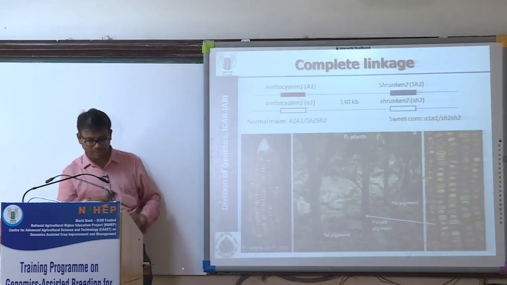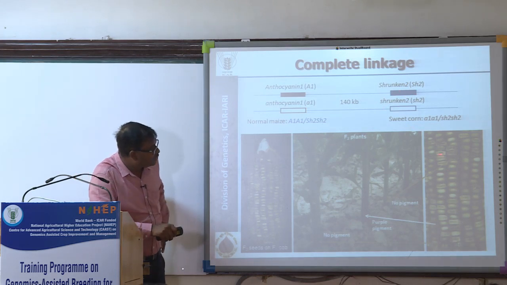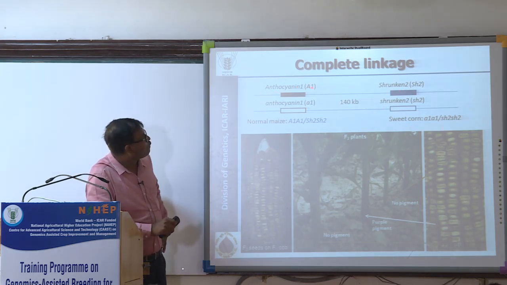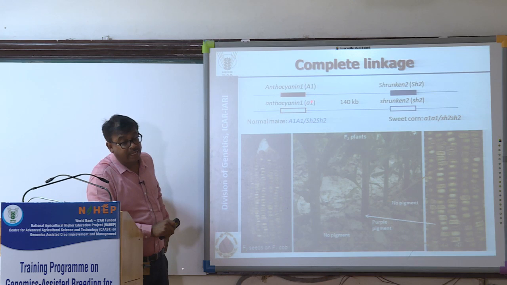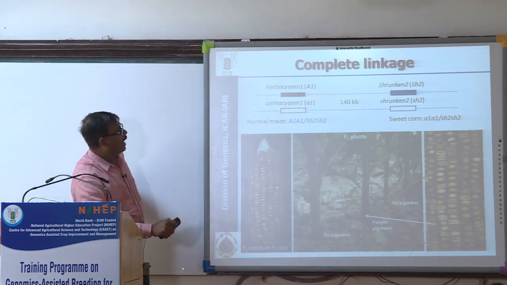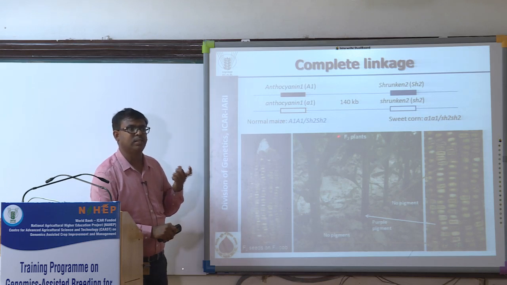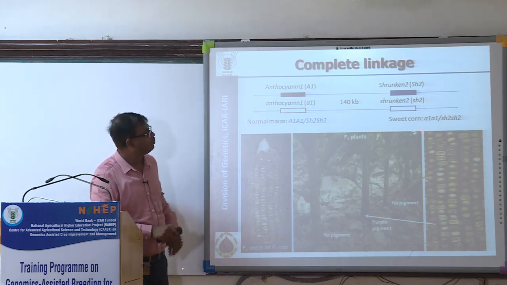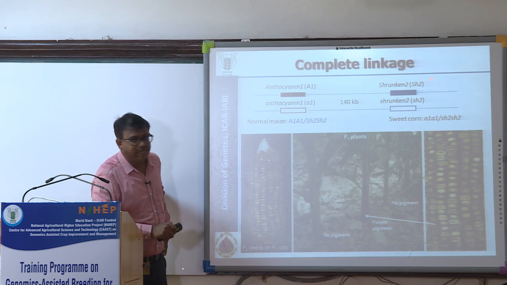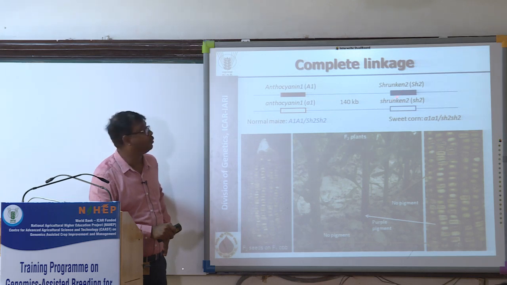Linkage is one of them. Now, you look at here, we talked about sweet corn, which is this shrunken one. Now, there is another gene called A1, anthocyanin 1. It gives the anthocyanin pigmentation in the plant. And these two genes are present 140 kb apart. 140 kb in maize means less than 1 centimorgan, meaning very, very tightly linked. And this is the dominant allele. So, basically it is present in a coupling phase. Both the dominant genes are present on the same chromosome.